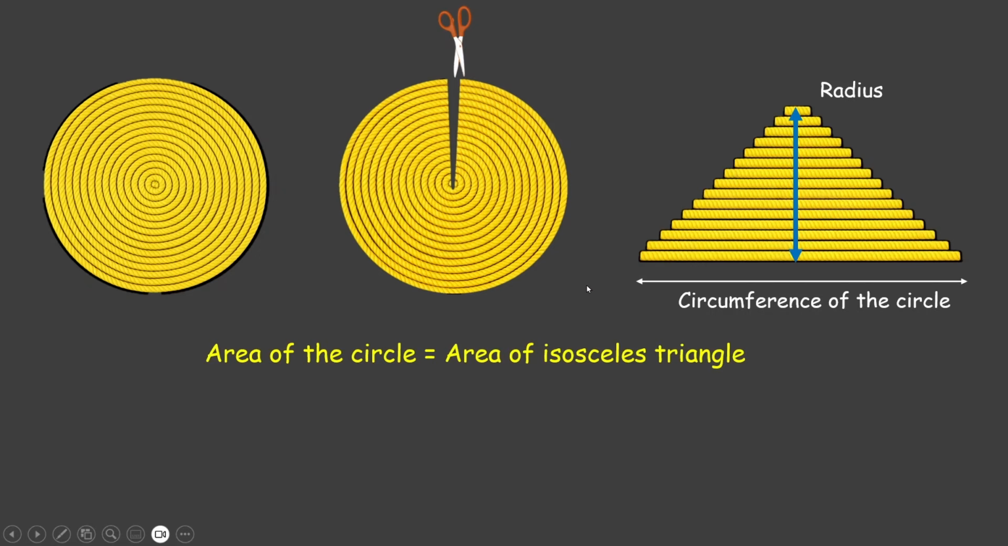Now, area of circle is equal to area of isosceles triangle. Area of isosceles triangle is given by half into base into height. Base is the circumference of the circle, 2 pi r. So half into 2 pi r into height, which is the radius. Once again, it gives that area of circle is pi r squared.